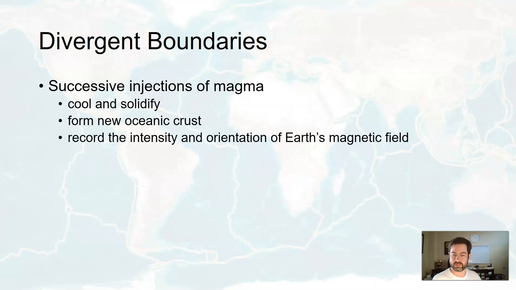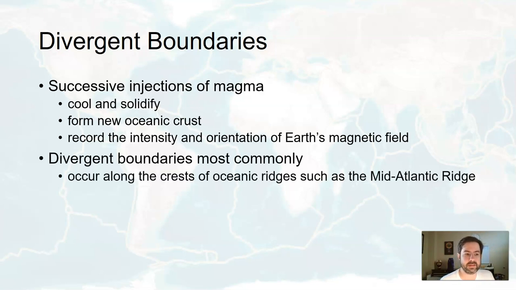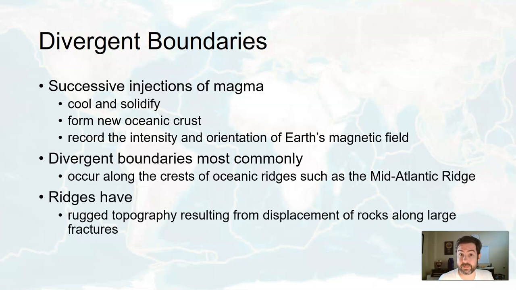Again, remember, it records the intensity and orientation, the direction of Earth's magnetic field. And these boundaries are most commonly at oceanic ridges such as the Mid-Atlantic Ridge. These ridges have very rugged topography. They're underneath the ocean, so we had to use mapping to figure it out, but they have very rugged topography along the ridge itself.